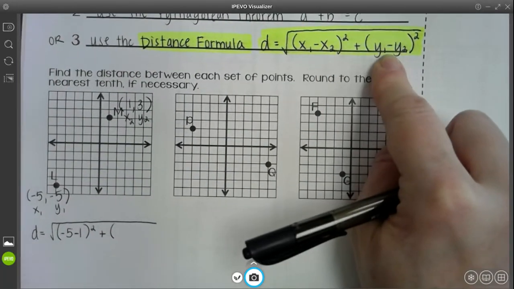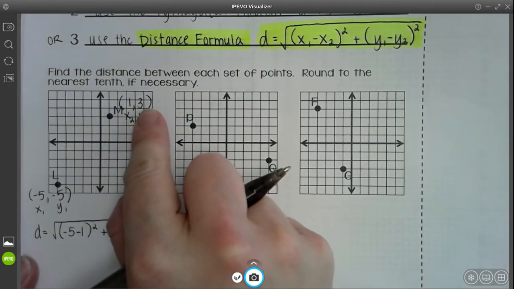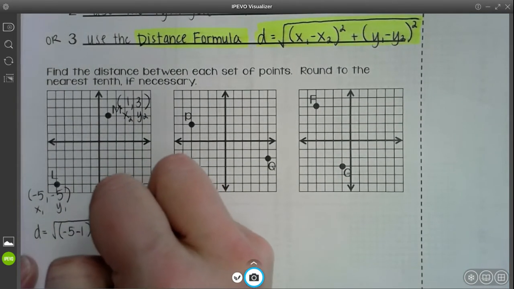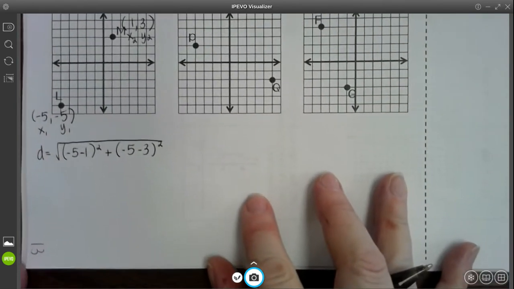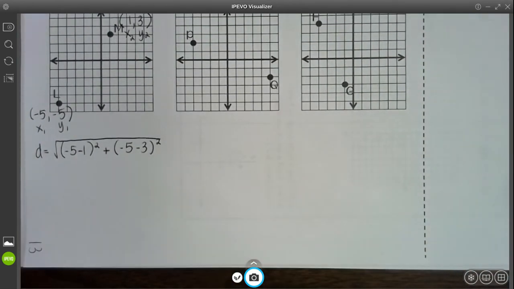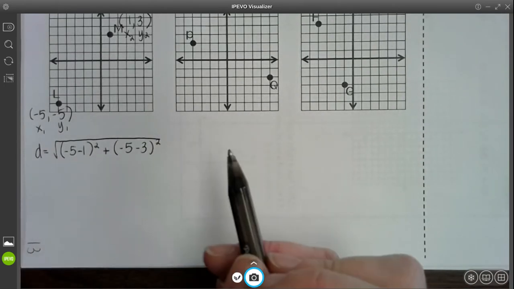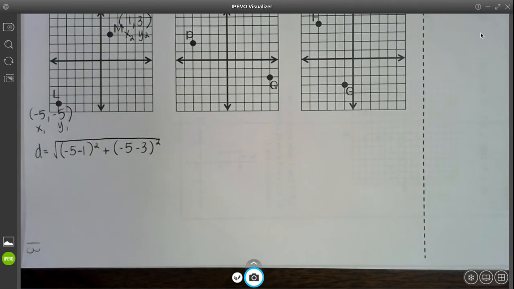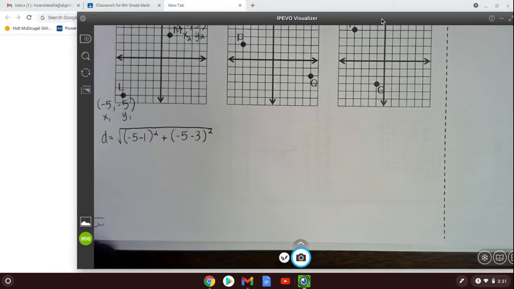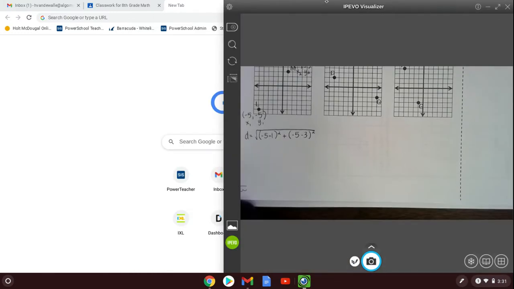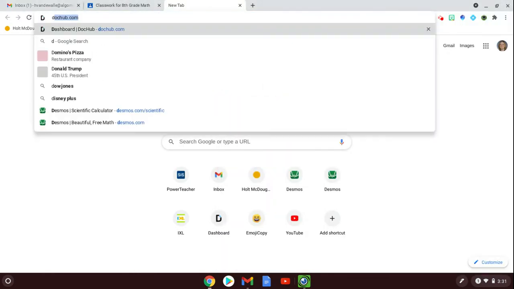All right, so now I'm going to do the same thing with the y's. So I'm going to take y1 minus y2, so -5 minus 3 squared. And now I have to evaluate this. Okay, so I'm just going to let you know that you can actually enter this in Desmos and it will come out perfectly. So if I were you, I would actually do that. So I'm going to actually split my screen here if I can. It's not really loving that. There we go. All right, Desmos.